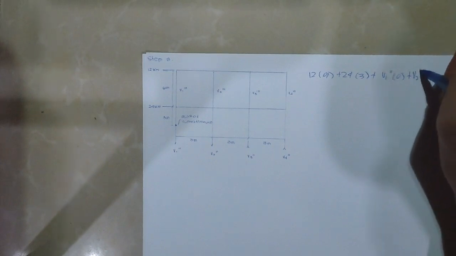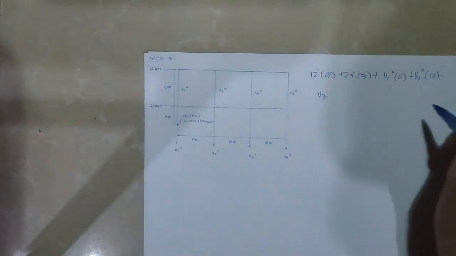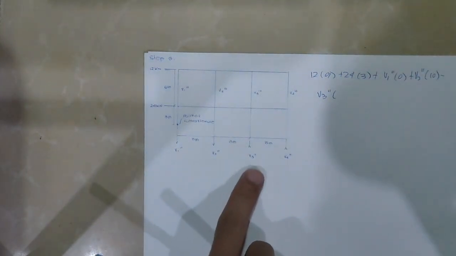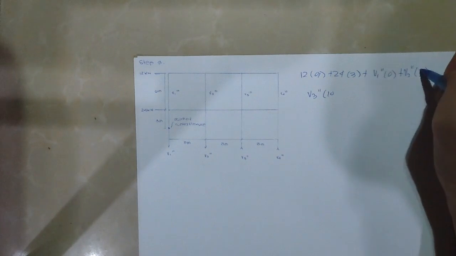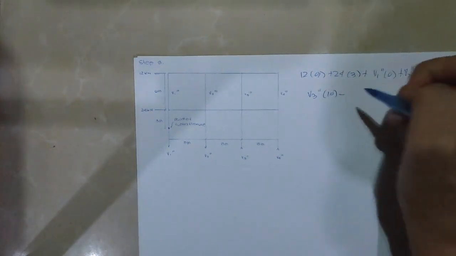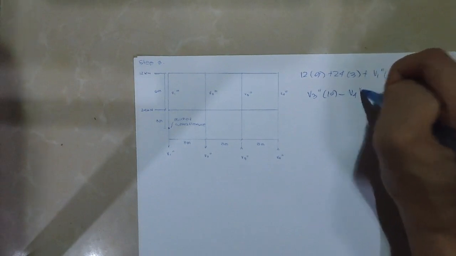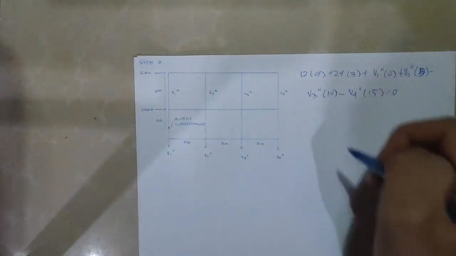V2 of the second floor, the distance is 10, minus since counterclockwise, and then V3 and V4, with the distance of 10, and this is the V2, which is 5. I'm sorry, 5. This is 5. And then minus the V4 dash 15 equals 0. So we will rewrite this.